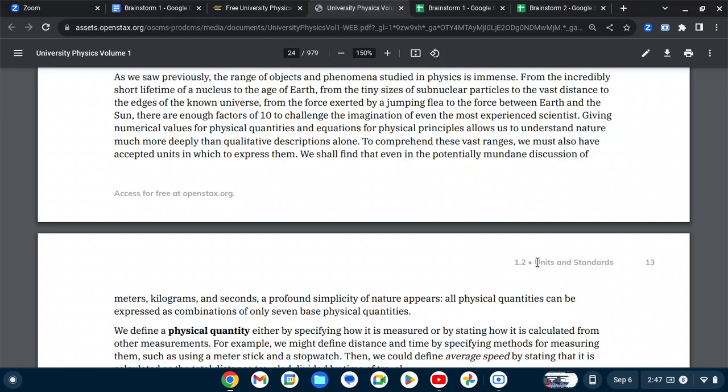To comprehend these vast ranges, we must also have accepted units in which to express them. We shall find that even in the potentially mundane discussion of meters, kilograms, and seconds, a profound simplicity of nature appears. All physical quantities can be expressed as combinations of only 7 base physical quantities.